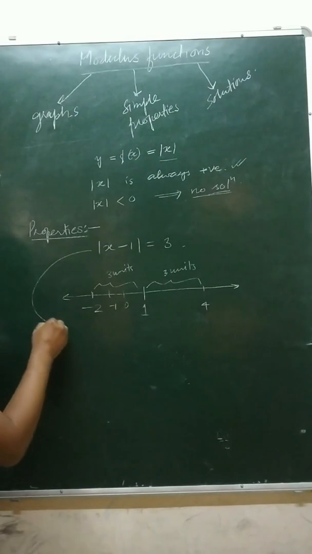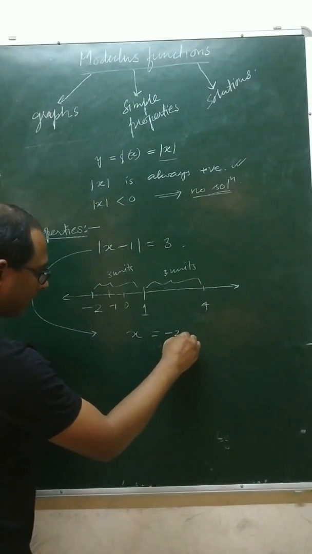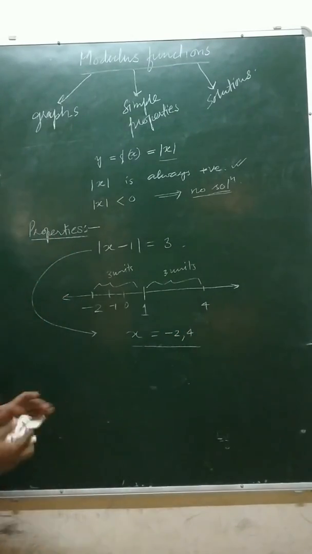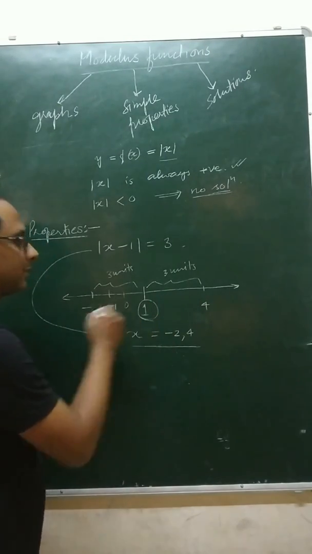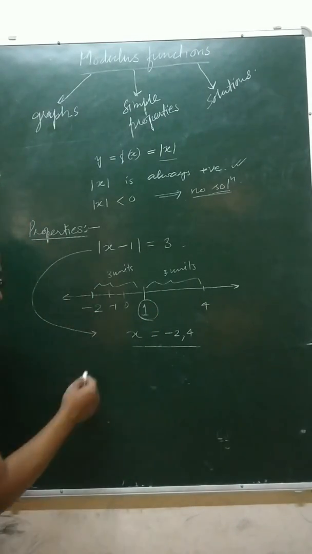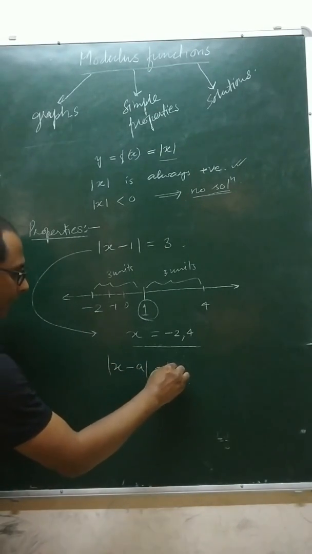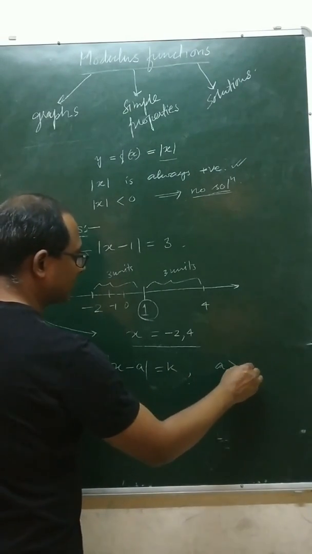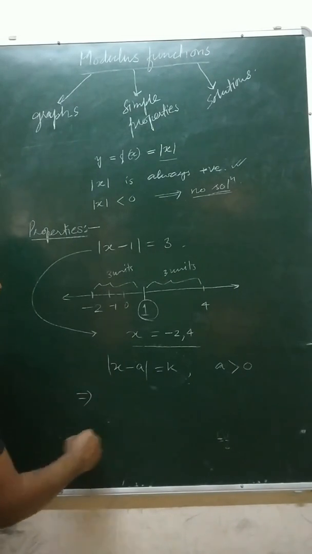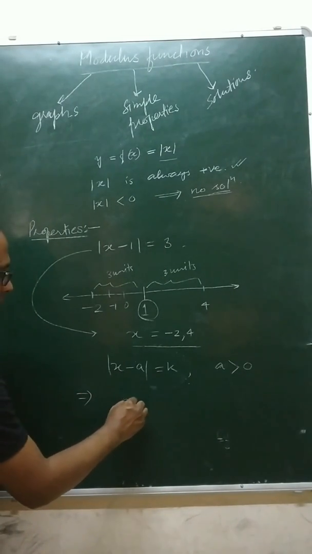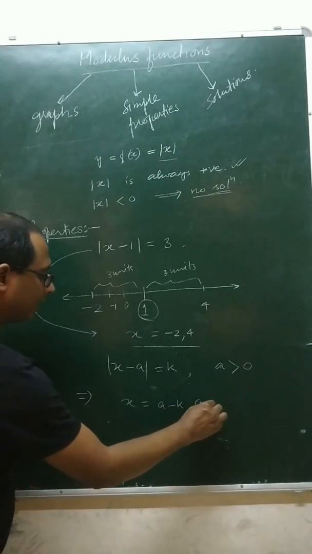So ultimately this equation is telling us that x will be equal to minus 2 and 4, because they are exactly at 3 units distance from the number 1. Okay, so in general, if |x - a| = k for a number a and a positive number k, then obviously we must have x equal to a - k and a + k.